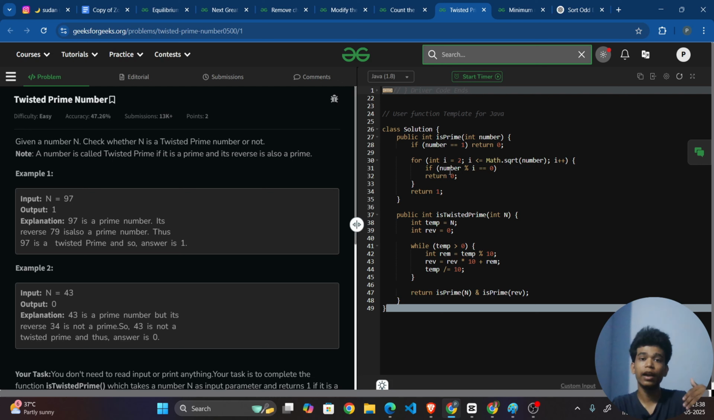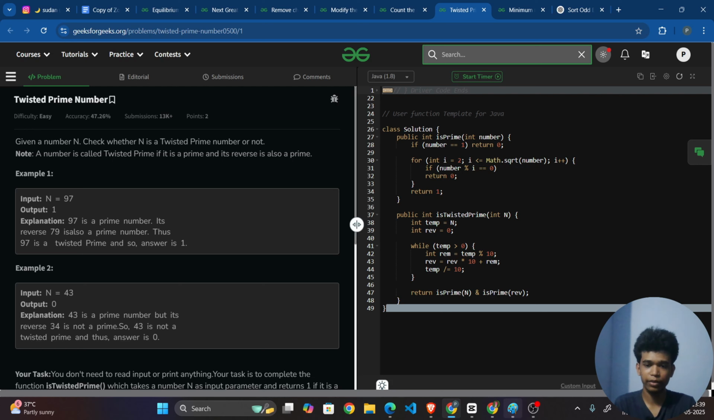I will be passing a number as a parameter and checking whether it is a prime number or not. So first of all, if the number is equal to 1, then I will return 0, which means 1 is not a prime number, right? So we should be careful about that edge case. That's why I am returning 0. And for int i equal to 2, i less than or equal to the square root of that number, i plus plus. Now I am iterating from 2 to the square root of that number.